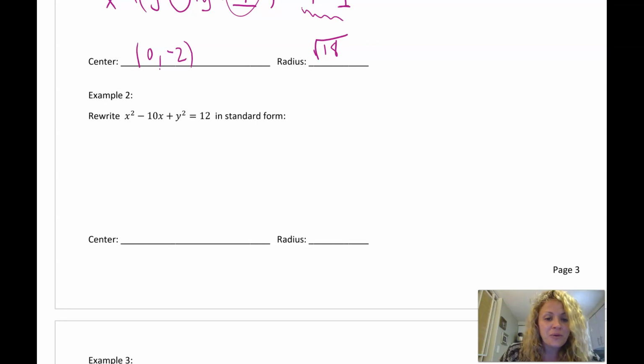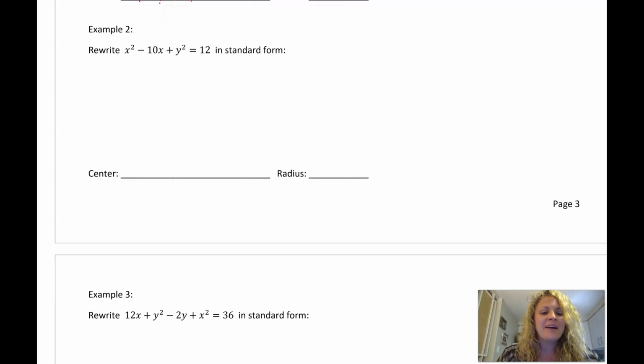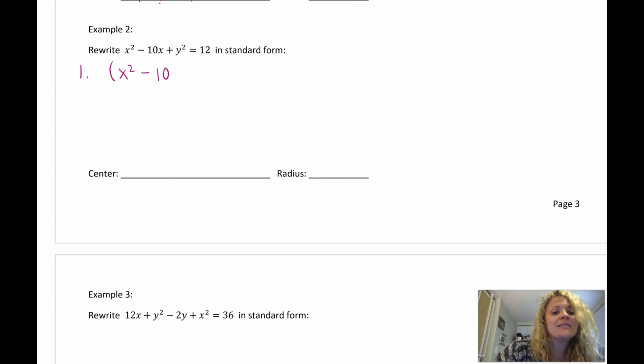So in example 2, I can see that my y variable only has a quadratic term, the y squared, but the x variable has both a quadratic and a linear. So our first step, we said, is to regroup. So I'm going to put x squared minus 10x in parentheses, and then I'm going to keep y squared all by itself. And then we said if the constant were on the left side with all the x and y's, we would send it over. But in this case, it's already on the right side, so I don't actually need to do anything with the constant. So that's the regroup step 1.